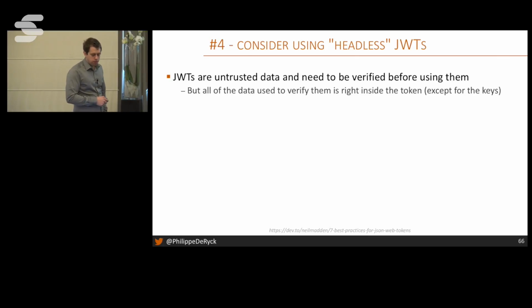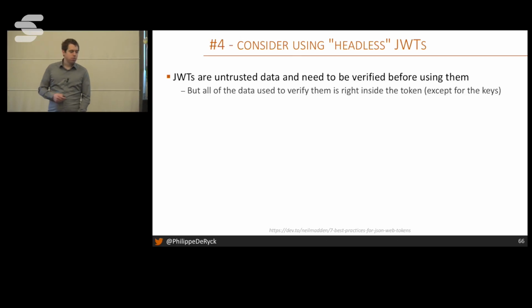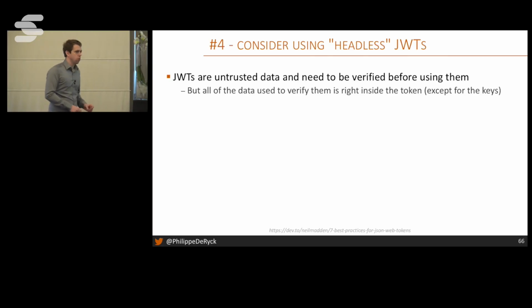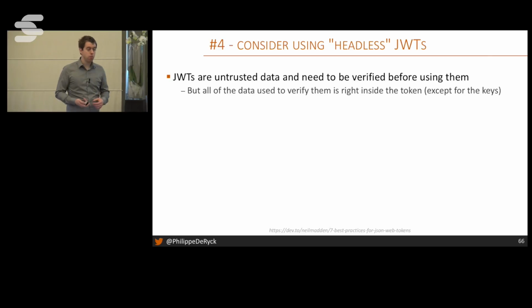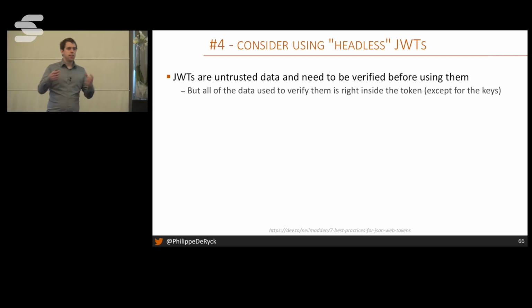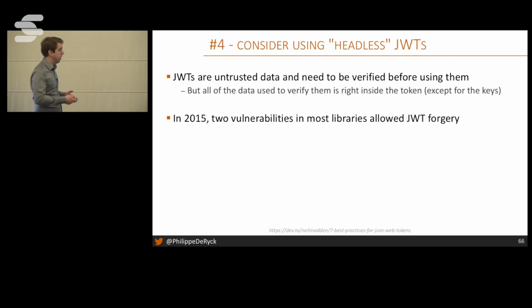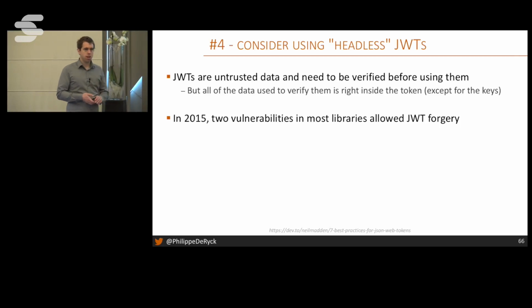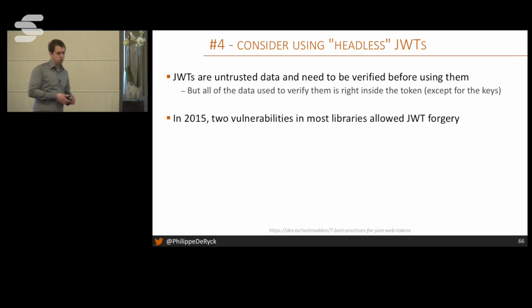One of the stranger pieces of advice in the blog post is that the author advises to use headless JWT tokens. Actually, the advice comes from a very specific problem you have with JWT tokens. The whole token is untrusted, as I said in the beginning, including the header and the signature. But the server needs to verify that anyway, and that causes problems. And it has caused 2 very real vulnerabilities in most JWT libraries in 2015. This was a major, major problem.